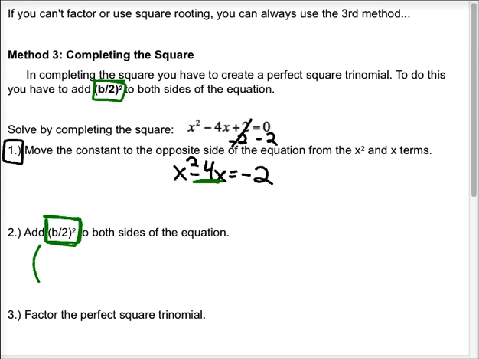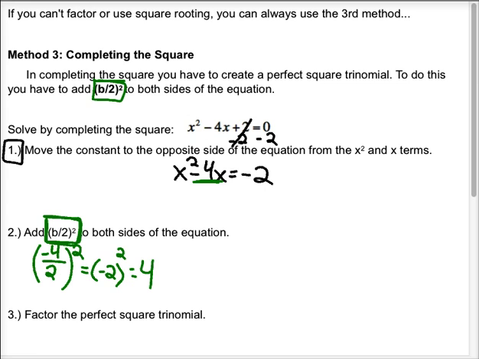So if I want to take b divided by 2 and square it, that's going to be the key to solving this. So what's negative 4 divided by 2? Well, negative 2. And what's negative 2 squared? Well, negative 2 times negative 2 gives me a positive 4.